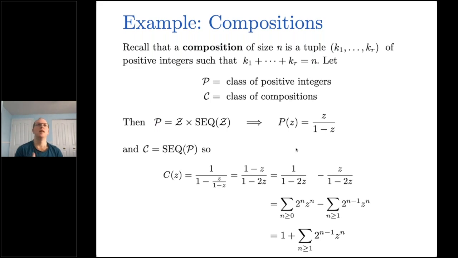Okay? So again, this shows the power of these tools. You take a somewhat complicated class of compositions, you break it down into tuples of positive integers. And you take positive integers, you describe them. So you sort of work down to simpler and simpler things until you can find the generating function, and then you work back. Okay?